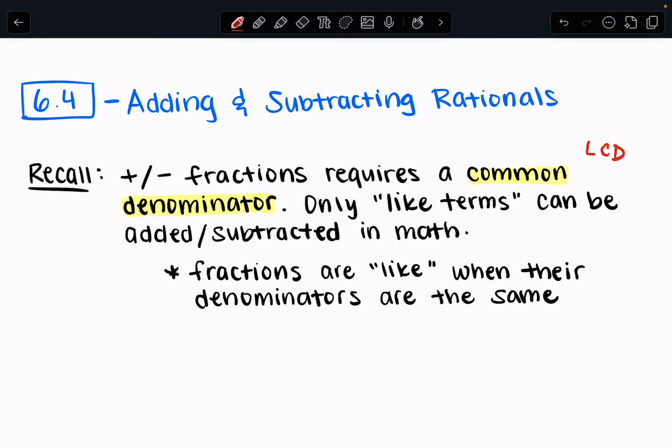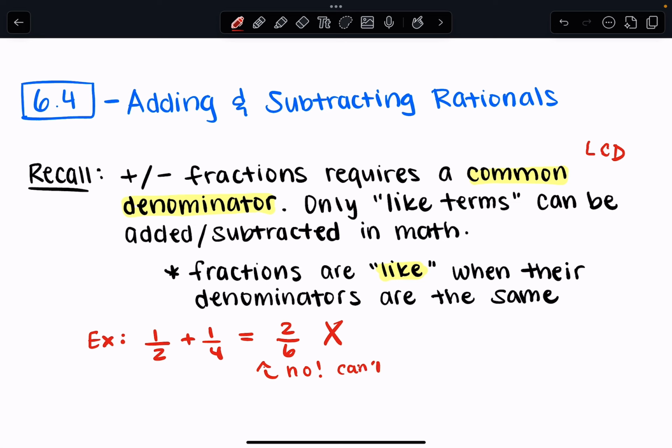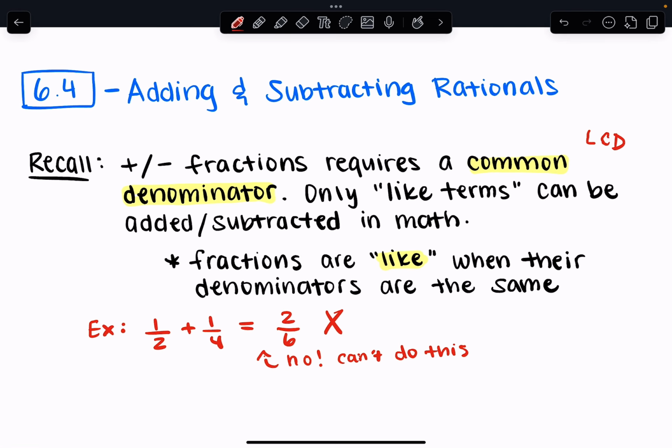Only like terms can be added or subtracted in math, and fractions are like when their denominators are the same. Just to give you a quick example, if I gave you 1/2 plus 1/4, you cannot just add them straight across like this. That is a no. You cannot do this. This is where you have to find your LCD and make sure that the denominators are the same.